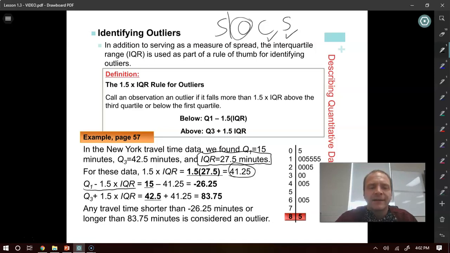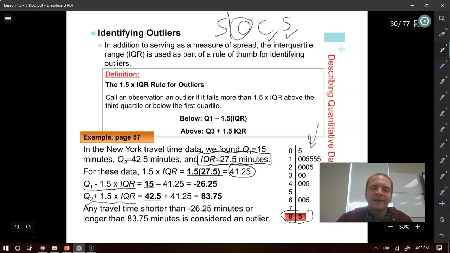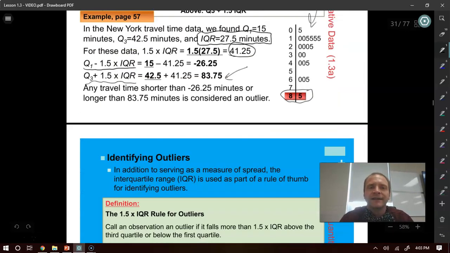If I look at Q3 plus 1.5 IQR, I take that 42.5 and add the 1.5 times IQR to it, and I get 83.75. Any value that is longer than 83.75 is going to be an outlier. Any value shorter than negative 26.25 is going to be an outlier. When I look over here at my stem plot, you can see I have highlighted that 85 is an outlier because it is beyond that 1.5 IQR added on to Q3. It is beyond that 83.75. So we do have an outlier in this case.